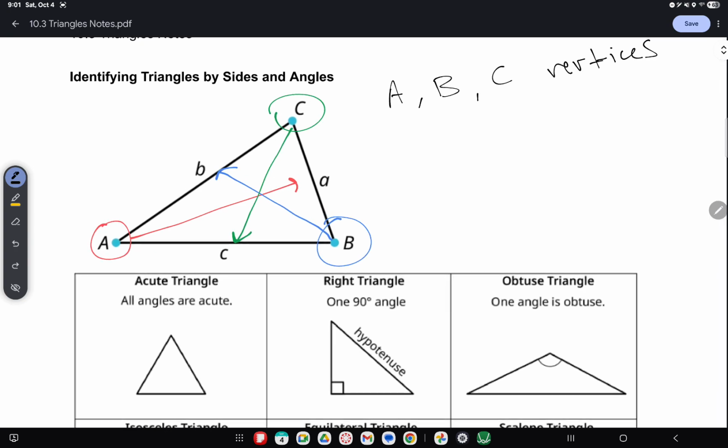There are three kinds of angles within a triangle. All the angles could be acute, so under 90 degrees, and then we call that an acute triangle. Or there could be one right angle in the triangle, and we'd call that a right triangle. Or if we have one angle that is obtuse, we'd call it an obtuse triangle.